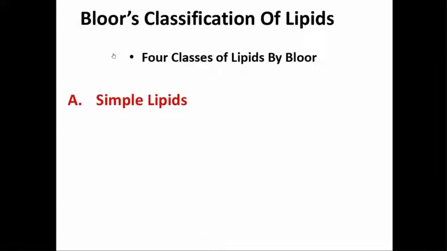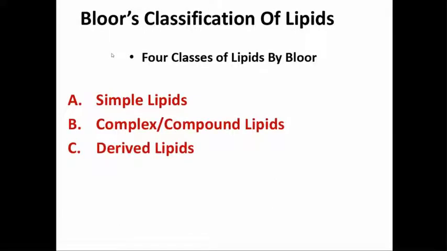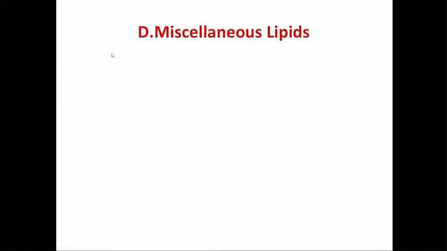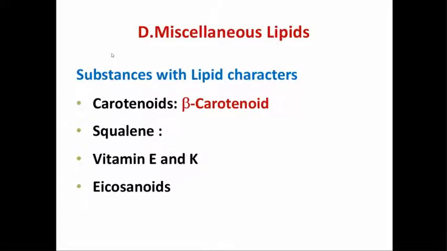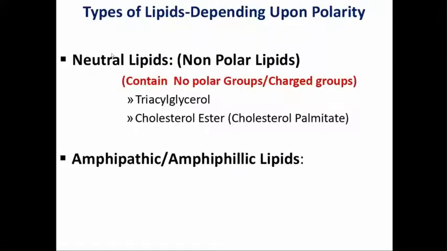According to Bloor's classification, lipids are classified into 4 groups: simple, complex, derived, and miscellaneous lipids. Miscellaneous lipids are substances which have lipid-like characters, like fat-soluble vitamins. Depending on polarity, lipids can be classified into 2. Neutral lipids are non-polar lipids, which lack polar or charged groups, like triacylglycerol and cholesterol esters.